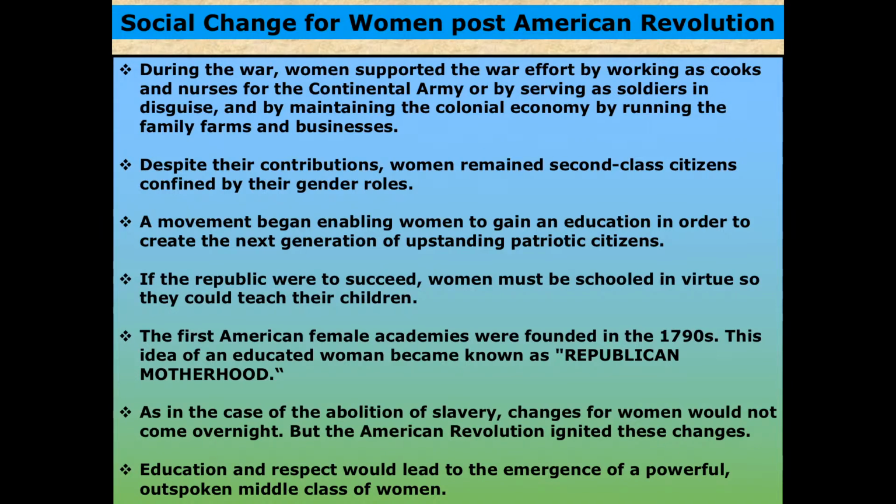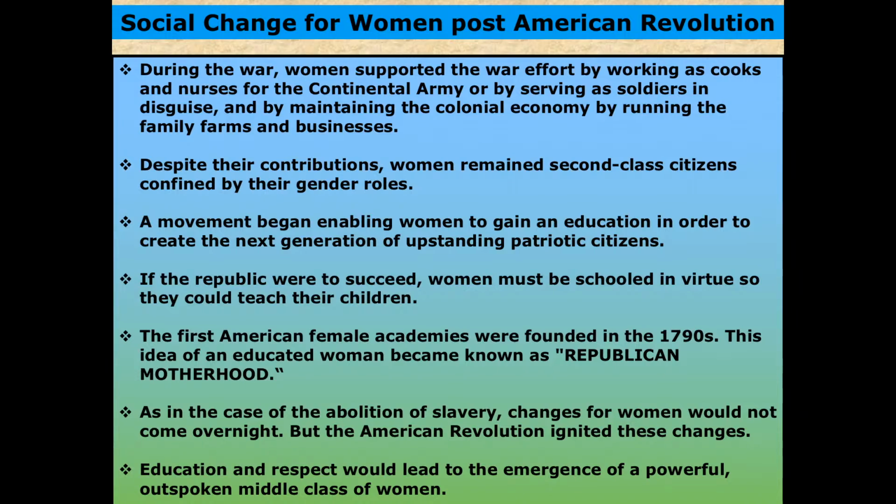So here's how this works out for women. Women are going to push for the right to an education through this Republican motherhood. They say, after all, how can we educate our children to become good citizens of this republic if we ourselves are not educated? So women are going to start to get educated. It's going to be socially acceptable for women to gain a primary education. And the big winner out of this movement will be their daughters. Their daughters will be educated alongside their sons.